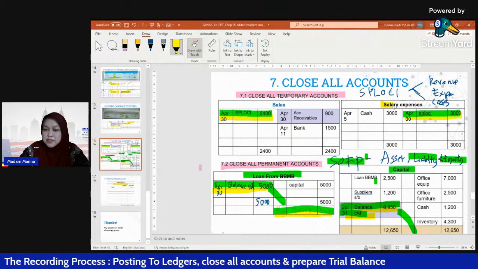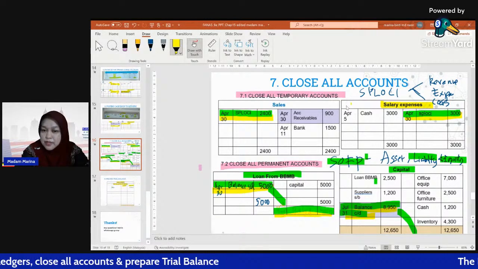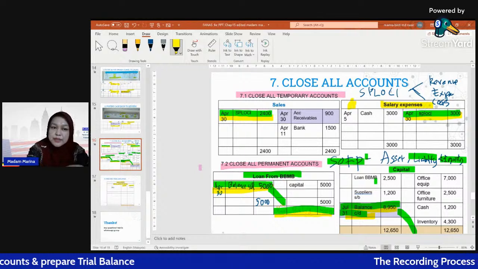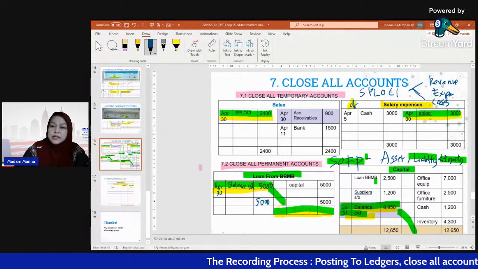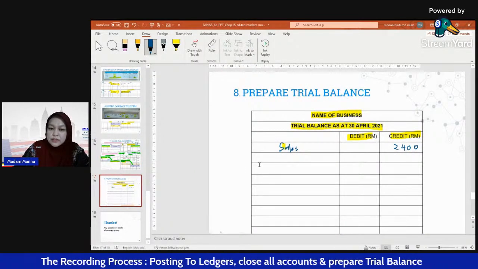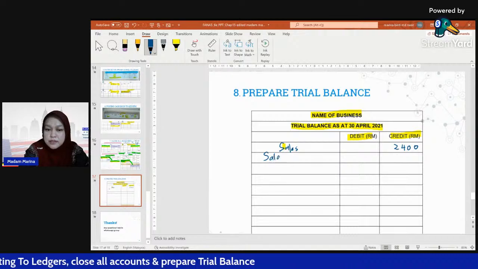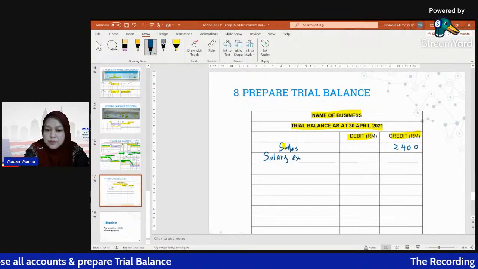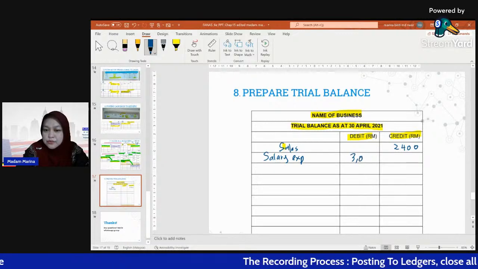Okay, salary expenses ni berbaki debit. Kenapa berbaki debit? Because of expenses, dia mengurangkan kita punya equity. So berapa nilai dia? 3,000. Okay, ni pun kita post dekat ni. Ni salary expenses, 3,000, kolom debit.